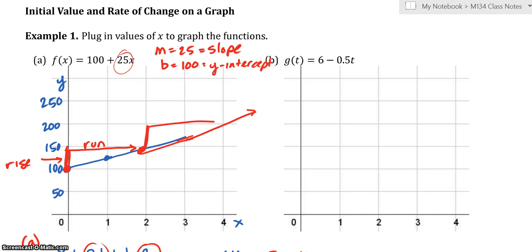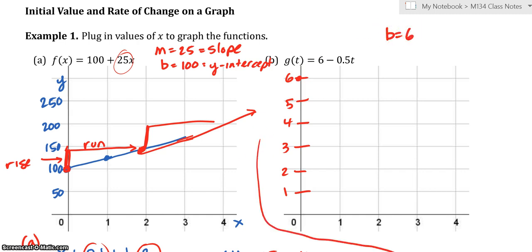Call it the y-intercept. We'll see it down below, but that's what that is. The rate of change is the same as slope. Okay, if we do the same here, this tells me that if I count to 6, 1, 2, 3, 4, 5, 6, it better be the initial amount. B better be 6. This is all part of this one.